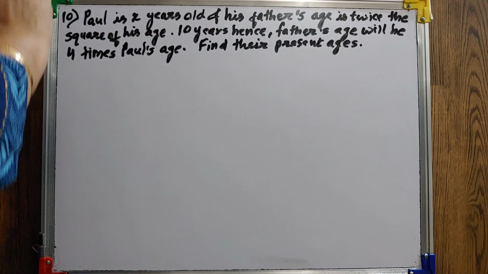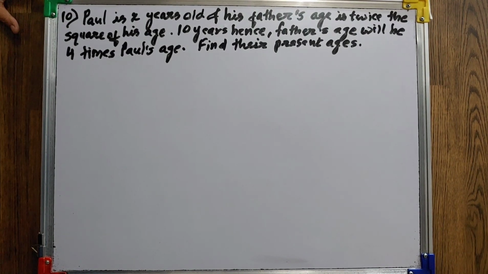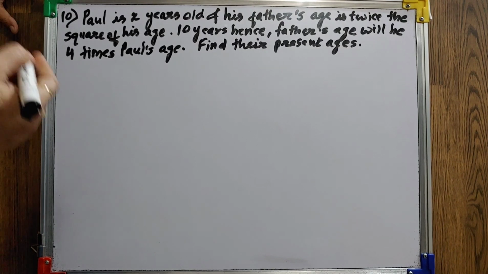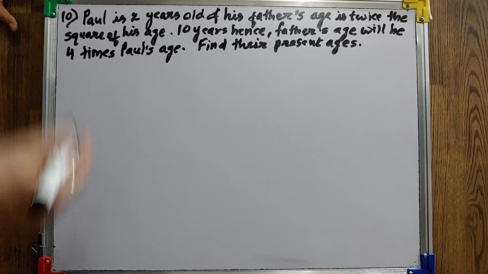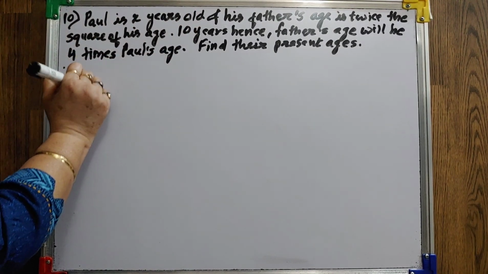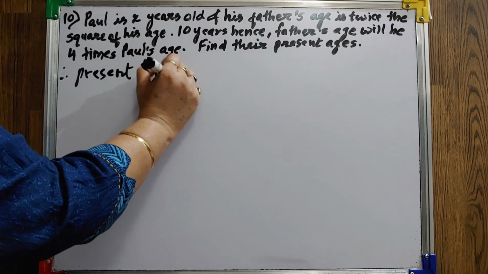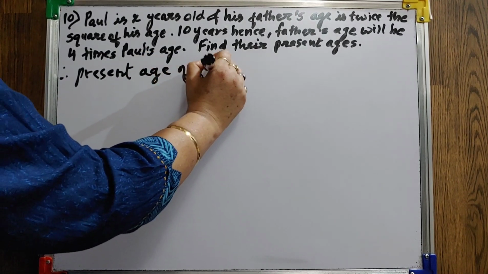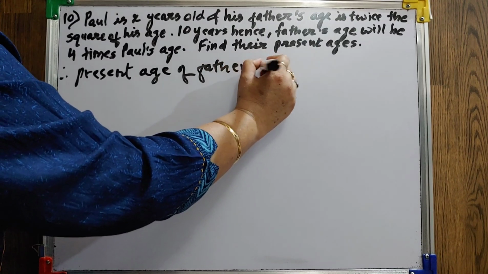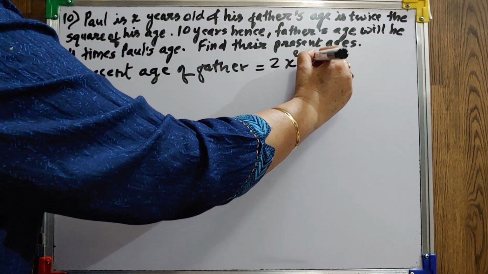Now we will solve the sum based on age. Paul is x years old and his father's age is twice the square of his age. 10 years hence, father's age will be 4 times Paul's age. Now the present age of Paul is given. Therefore, present age of father is twice the square of his age. So 2x square.